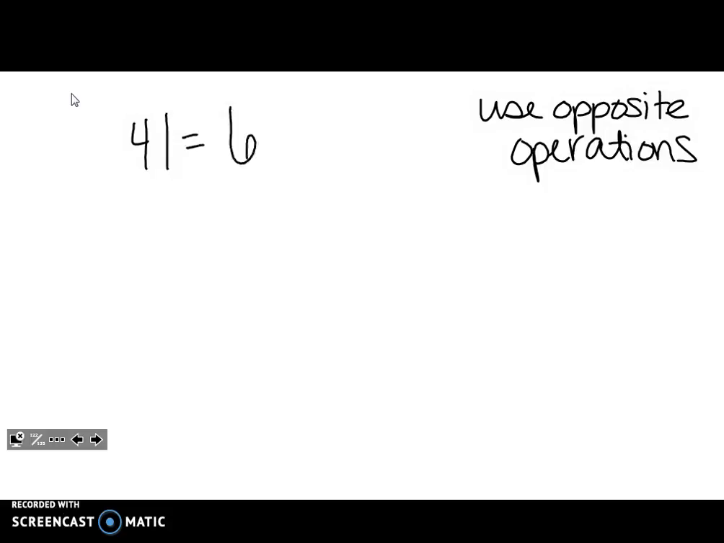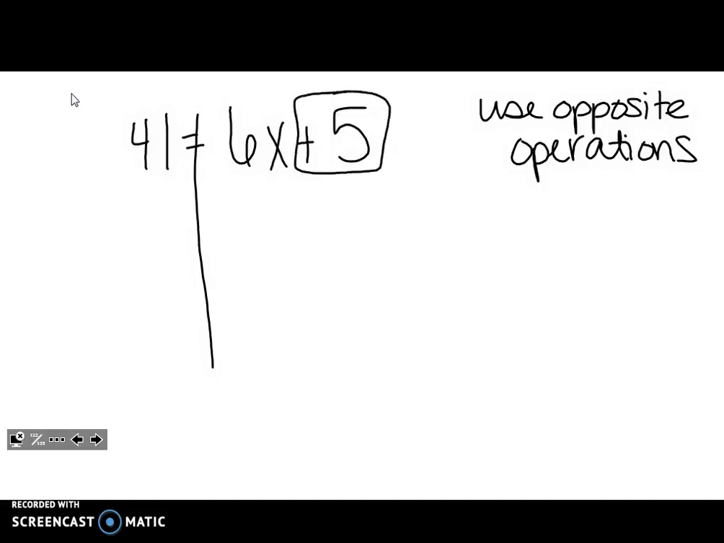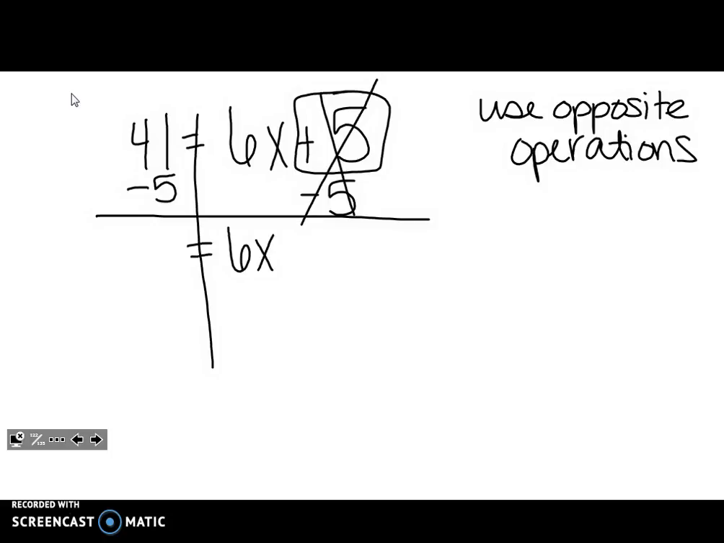Let's do one more like that. So right now, the plus 5 is not connected to the x, so I have to move it by subtracting. That cancels out the 5s. I'm left with 6x equals 36. And then a number next to a variable means to multiply, so I have to do the opposite, which is division. So I divide that 6 away from the x to get x equals 6 when I take 36 divided by 6.